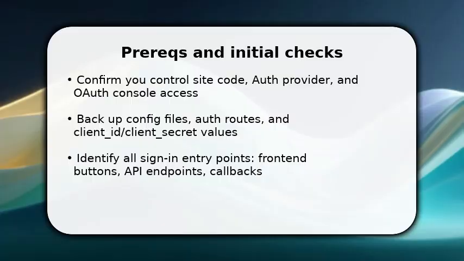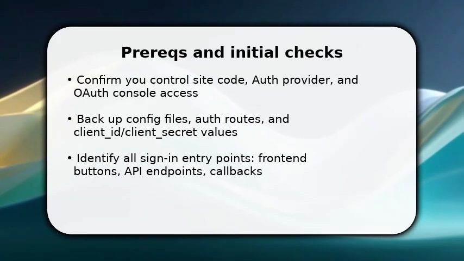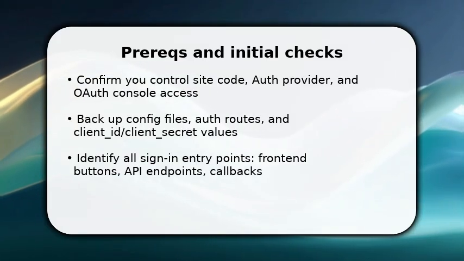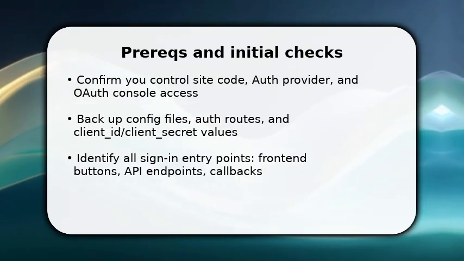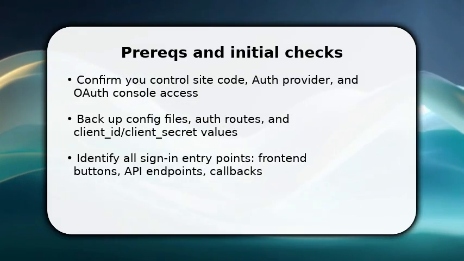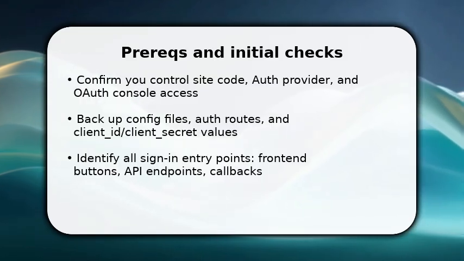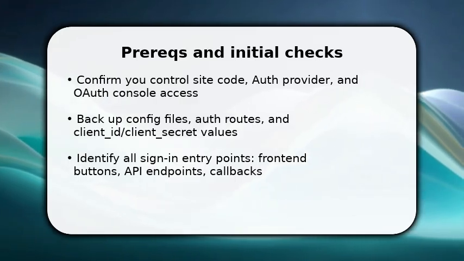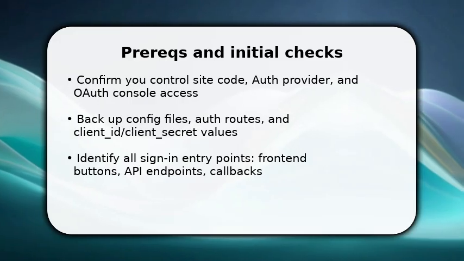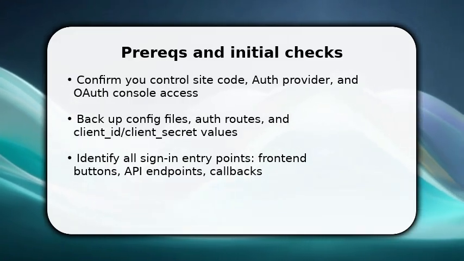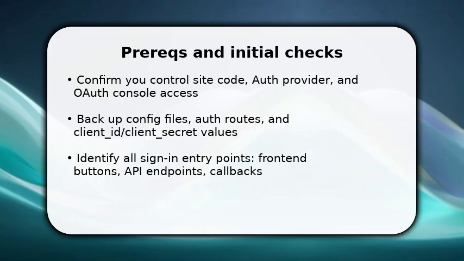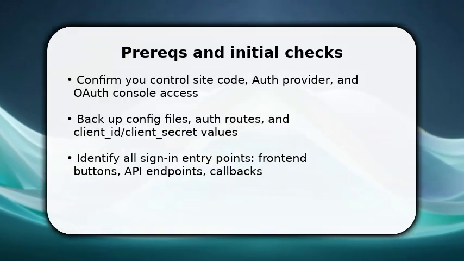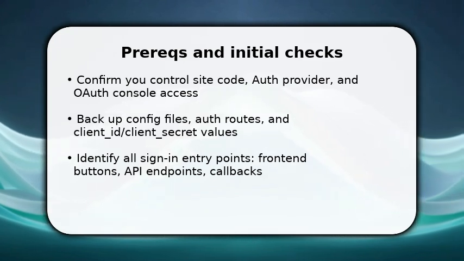Please enjoy the video. You should start by validating prerequisites and local backups. Make sure you control the website codebase, the OAuth client in Google Console, and any server config. Once done, export current client ID and client secret, and snapshot auth routes and callback URLs so you can restore if needed. Next, locate every front-end and back-end entry point that triggers Google sign-in buttons, API routes, and redirect handlers. You're preparing to remove integrations safely while retaining the ability to revert changes.